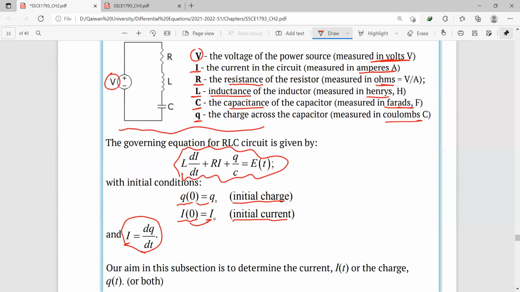Here we must solve the differential equation for only one of the dependent variables, which is either I or Q. We have this relation between I and Q: I equals dq by dt. That means I equals Q prime.